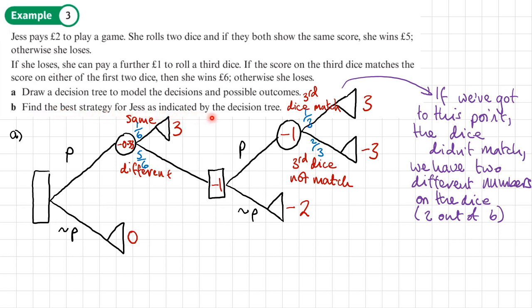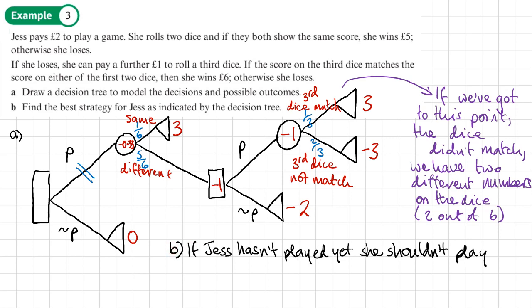So now we can move on to part B and find the best strategy for Jess as indicated by the decision tree. Okay. So if she hasn't started to play, then she shouldn't play because her EMV is negative. So I'm going to strike this out here. So if she's at this point, then she shouldn't play.